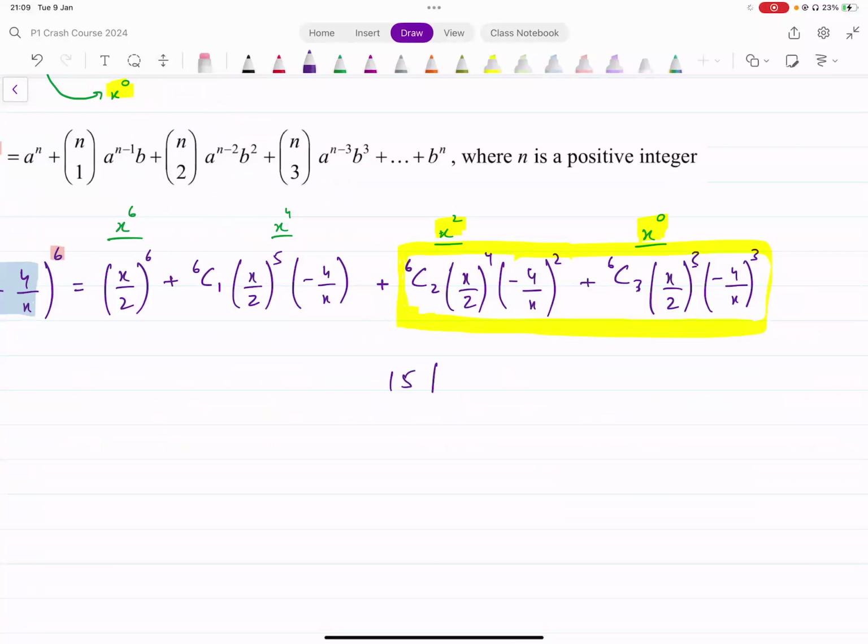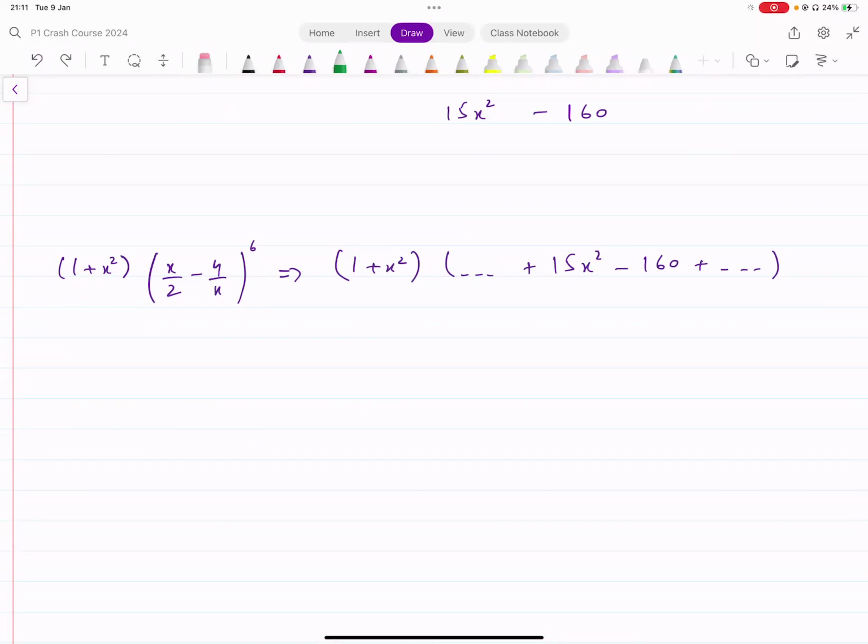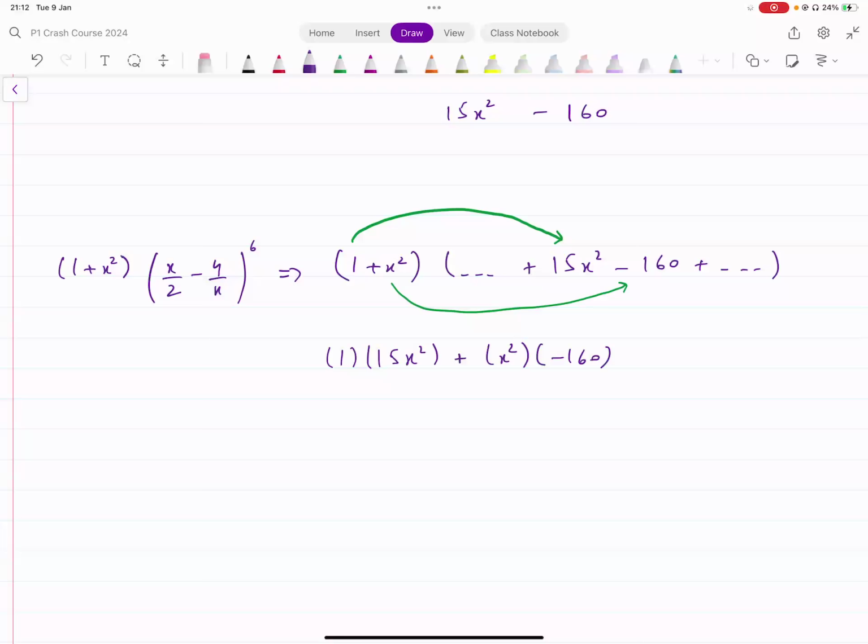Again, we don't even need to multiply this whole thing. We can just do the products that we need. Remember, 1 needs to be multiplied with 15x squared to get the x squared term. X squared needs to be multiplied with the constant. Just need to do these two multiplications, 1 into 15x squared, and then x squared into minus 160. Do not forget the negative signs there. And that gives you 15x squared minus 160x squared. That results in minus 145x squared.